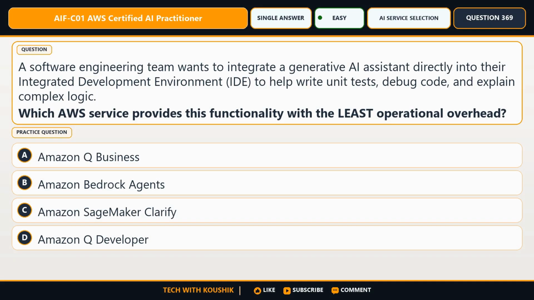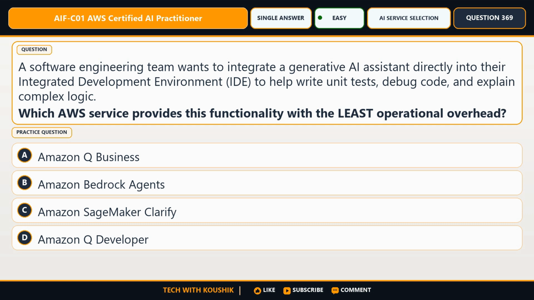Move to question number 369. The focus now shifts to AI service selection. Scenario: a software engineering team wants to integrate a generative AI assistant directly into their integrated development environment, IDE, to help write unit tests, debug code, and explain complex logic. Which AWS service provides this functionality with the least operational overhead?